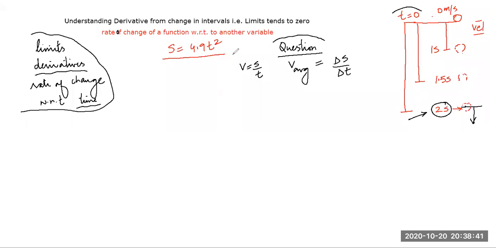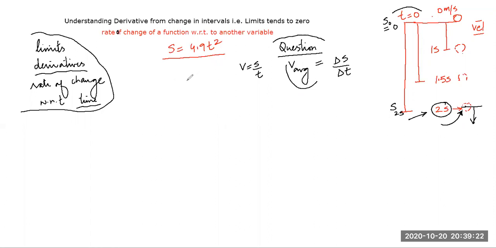So from this equation, I can calculate s at 2 seconds and s at 0 seconds. The distance traveled at 0 seconds was 0, and the distance traveled at 2 seconds I could calculate from here, putting the value t is equal to 2. I can calculate the distance traveled in this time interval of 0 to 2 seconds. Then this was actually the average velocity during this time interval 0 to 2 seconds. But my question was different. My question was, what is the velocity at 2 seconds? Now it's not possible to answer this question.